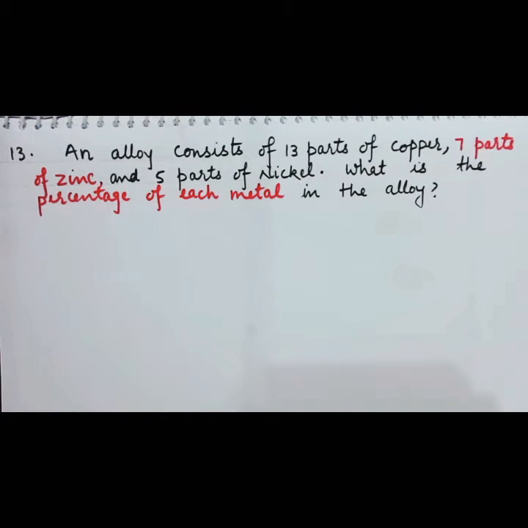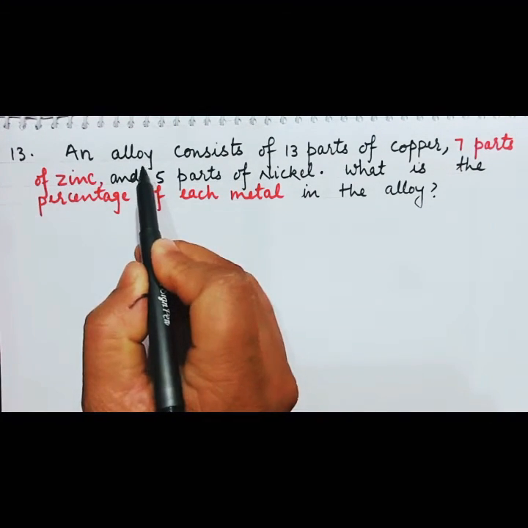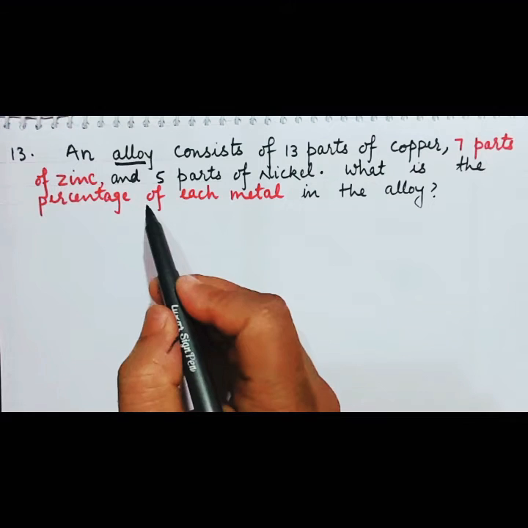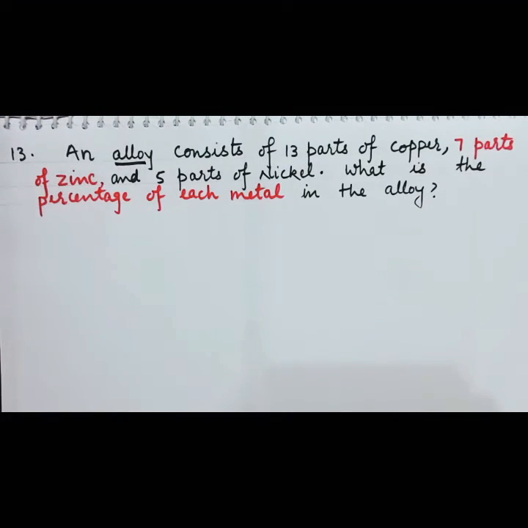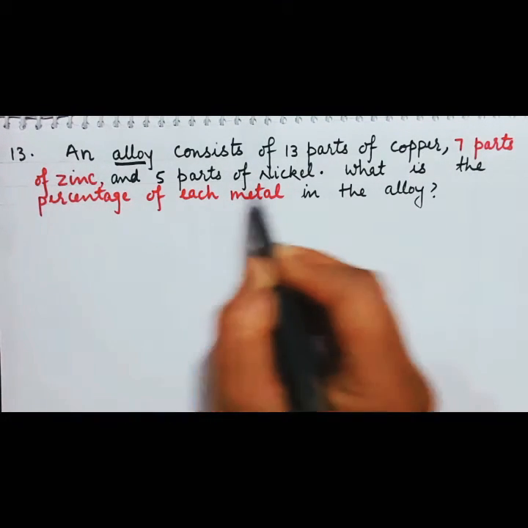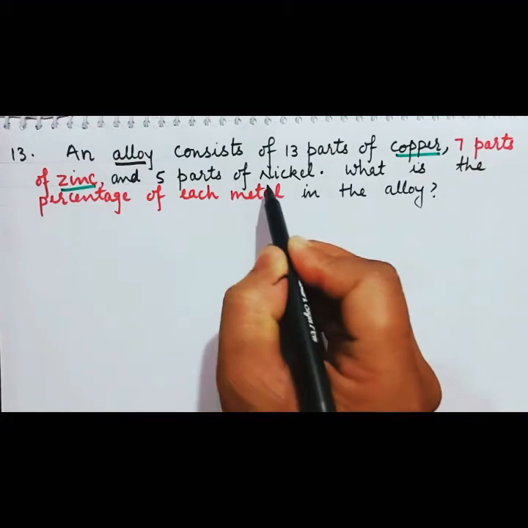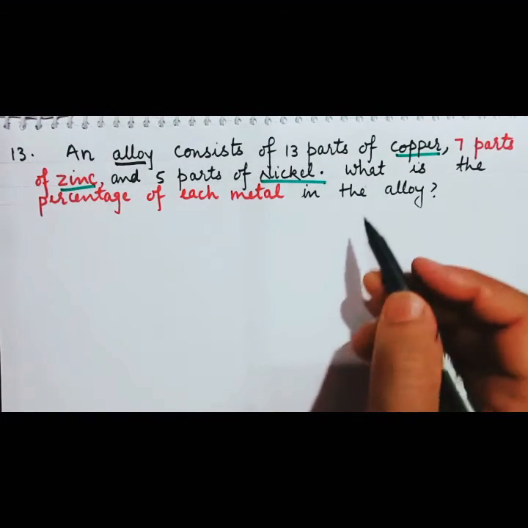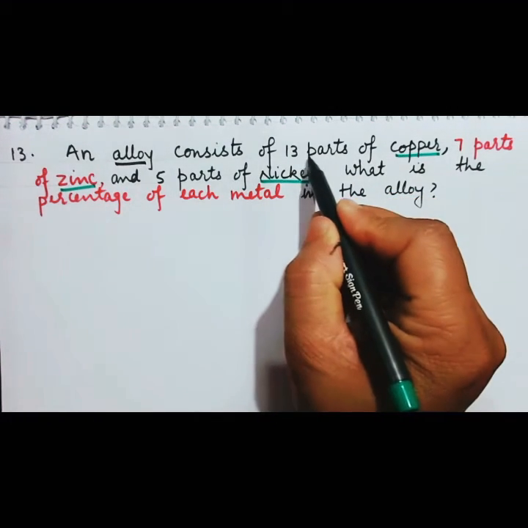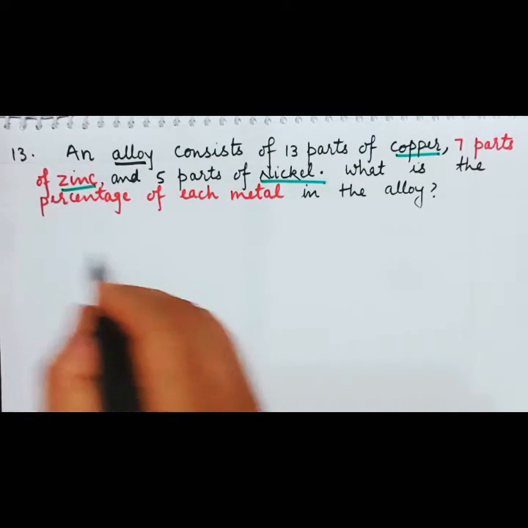An alloy consists of 13 parts of copper, 7 parts of zinc and 5 parts of nickel. An alloy is a mixture of two or more metals. When you talk about an alloy such as brass or bronze, they are a mixture of either copper and tin or copper and zinc. So here we have copper, zinc as well as nickel. Three things are there. Now they are not talking about their value in grams. They are talking about parts. So let me mention this one.